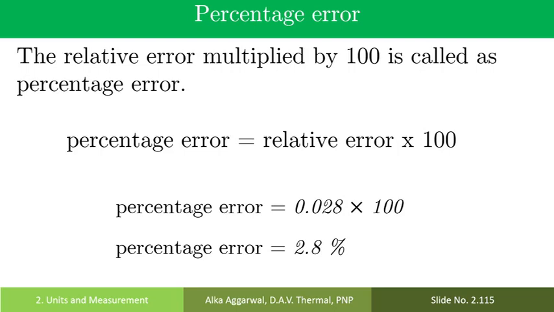Percentage error: if the relative error is multiplied by 100, it is called percentage error. So relative error into 100 is percentage error. As in this case, the relative error is 0.028 multiplied by 100, it gives the percentage error.